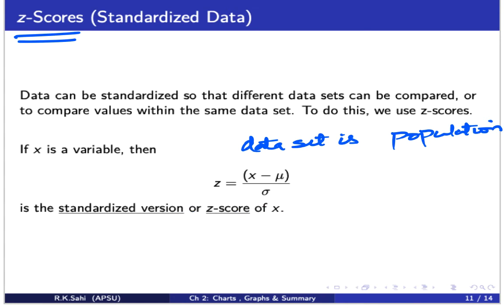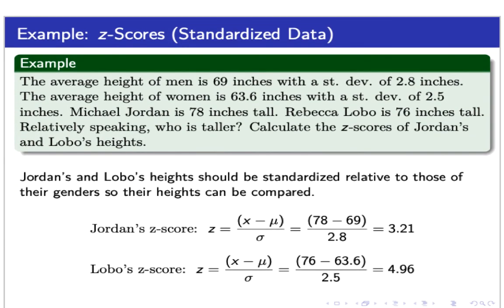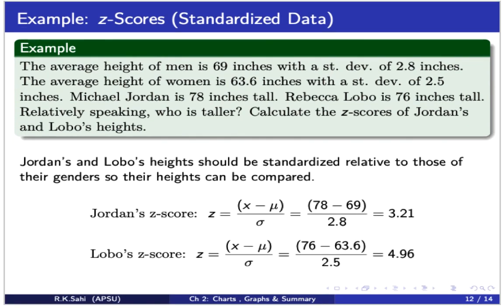Okay, let's look at an example of what I was just talking about. Say I have a data set for heights of men and women, and I would like to make a comparison. The average height of men is 69 inches with a standard deviation of 2.8 inches, and the average height of a woman is 63.6 inches with a standard deviation of 2.5 inches. Guys, I'm only taking the analysis of the US population here. This is not right for the whole universe or for a different country.